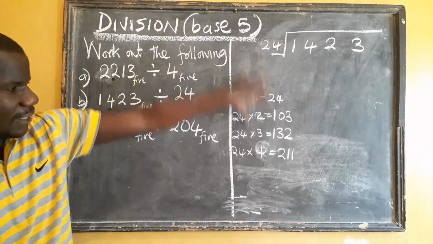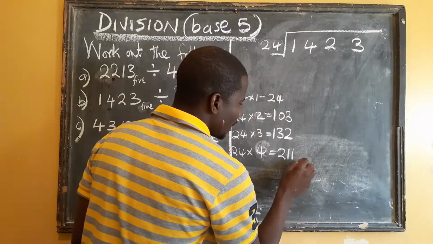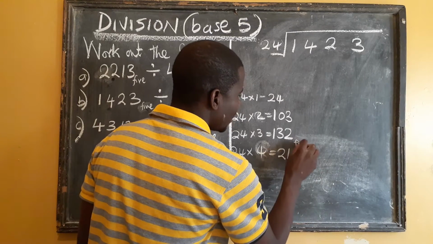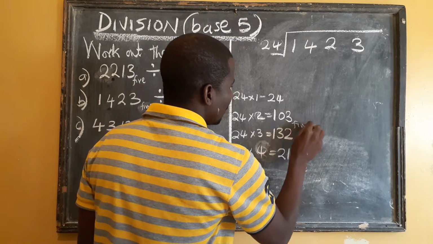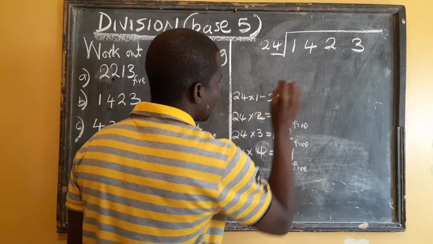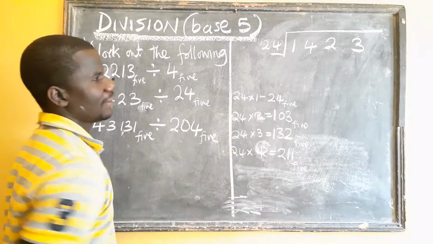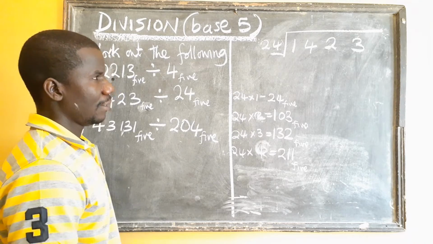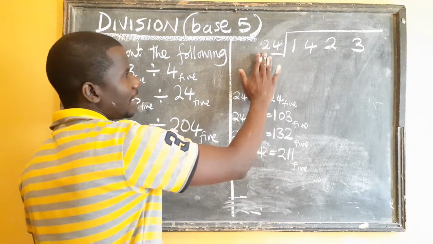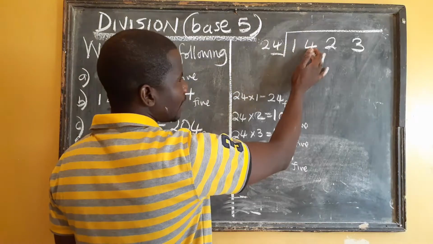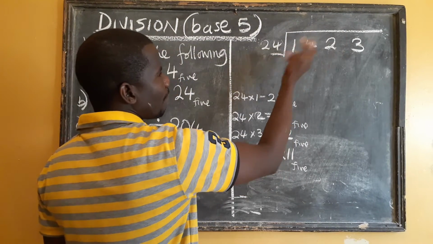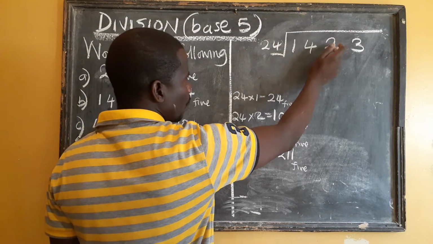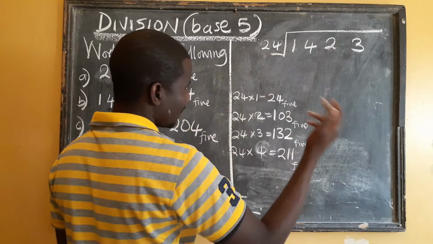Once we have done this, and I keep saying, everything here we are doing in base 5. The multiplication is in base 5. All these numbers are in base 5 here. So once we have done this, it makes our work very easy. So we come here to say 24, can it go into 14? No. Of course, it will go into 142, in base 5.